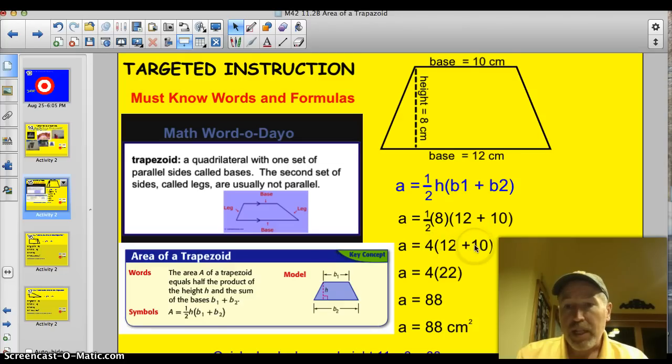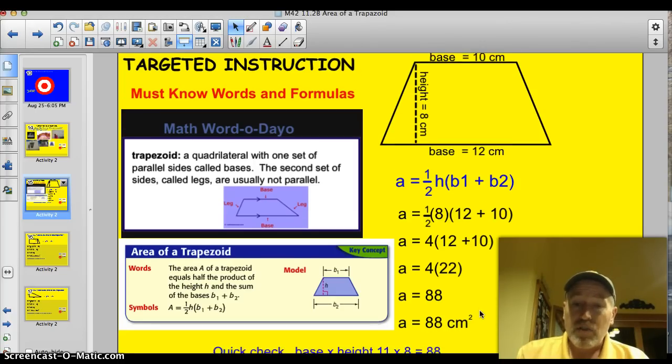times 12 plus 10. And remember, I just make one change per line. So then I rewrite this. I can solve this part pretty easily next time. So now I got area equals 4 times 22. That was 12 plus 10. And then simplify this into equaling 88. Add the proper label. The area is 88 centimeters squared.